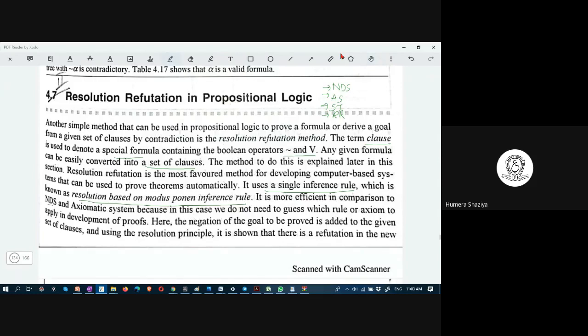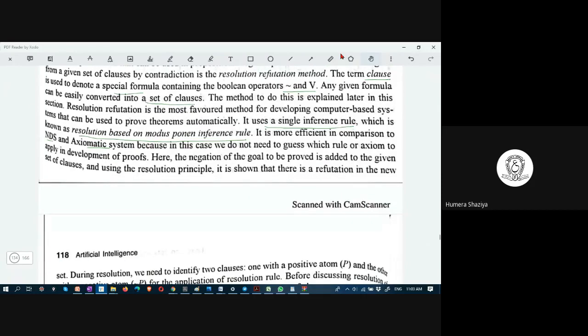NDS is natural deduction system. In this NDS, there were rules: introduce and eliminate, for and, or, not, implies, equivalence. Axiomatic system, there are three axioms. There were three axioms and one modus ponens rule. And here we face the problem of knowing which rule or which axiom to apply.